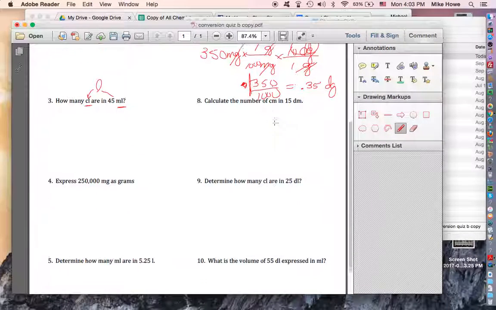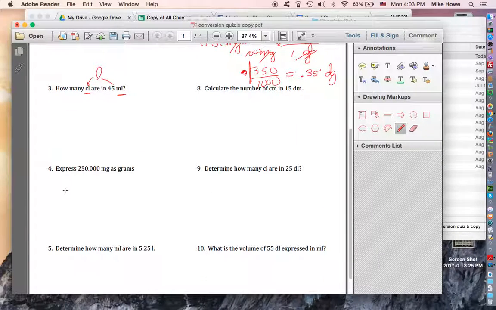All right, we'll take a look at a couple more. If you look at number 4, we've got 250,000 milligrams. We're trying to get to grams. Is that a one-step or a two-step problem? Well, is there a plain grams? Yes. So it's one step. So milligrams on the bottom, grams on the top. 1 gram is 1,000 milligrams.